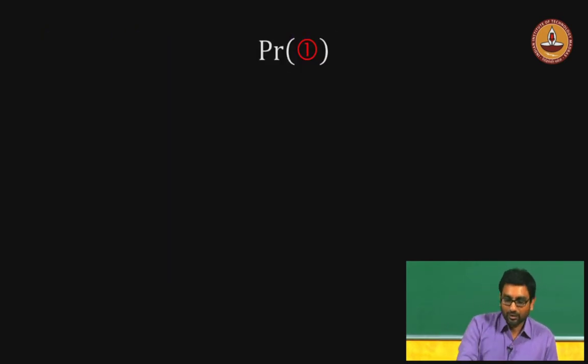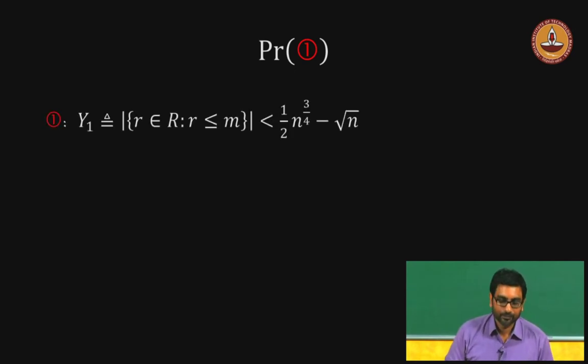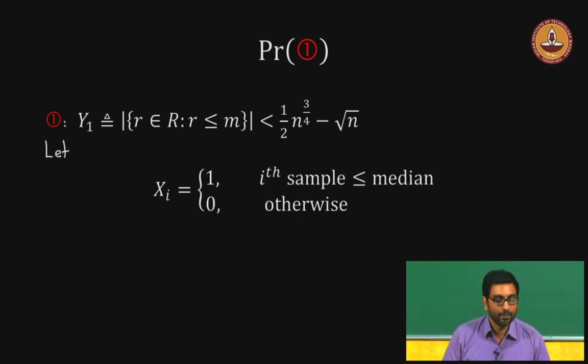So, let us look at this first bad event, and recall that this is how we formally defined it. y1 is the cardinality of this set, and the bad case is when it is too small. So, how do we bound this? Remember we carefully defined this random variable, so we can apply Chebyshev's, which means that we need to be able to find the expectation and the variance. So, we want to break y1 into smaller pieces.